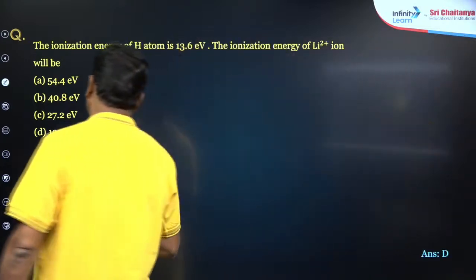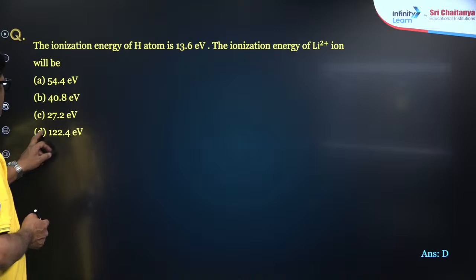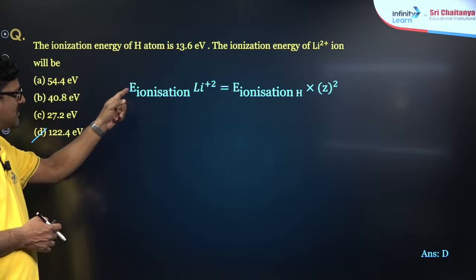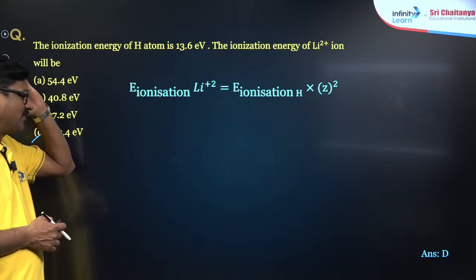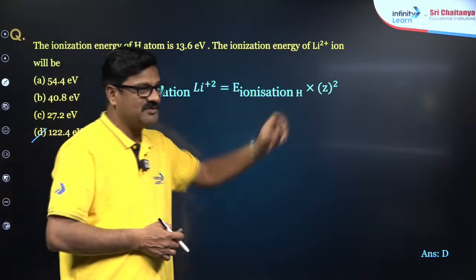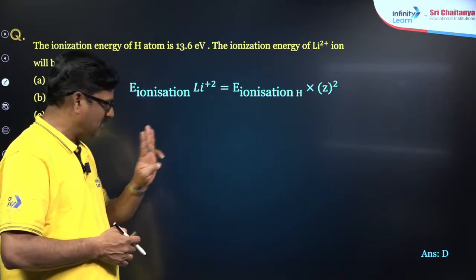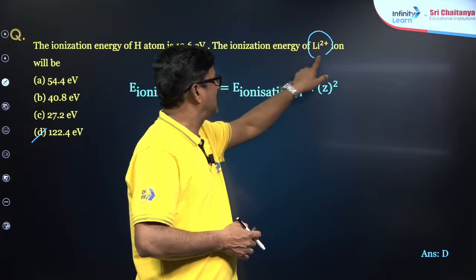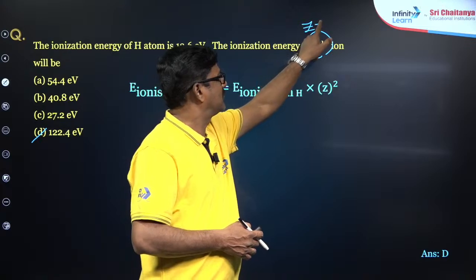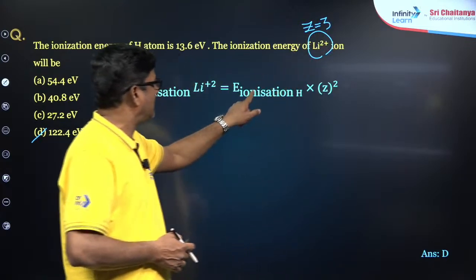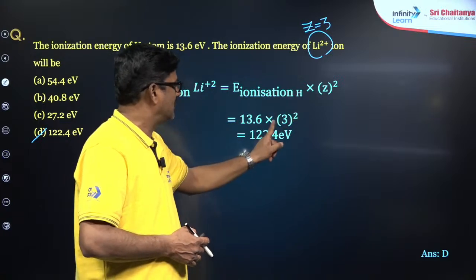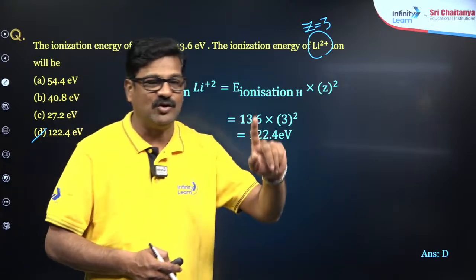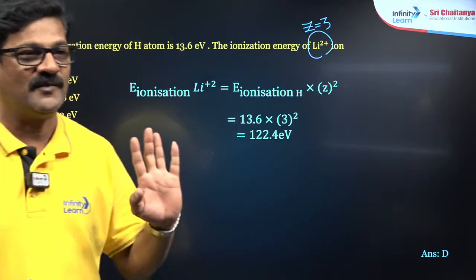नेक्स्ट, you can see my answer comes to be here 122.4 electron volts. कैसे मिला? Now you can see ionization energy of lithium 2 plus is equal to ionization energy of hydrogen atom into Z square. So lithium का Z कितना है? हाइड्रोजन, हीलियम, लिथियम. So lithium का Z is equal to 3. So you just simply write 13.6 into 3 square, it comes to be 122.4. Ionization energy value always a positive होगा.